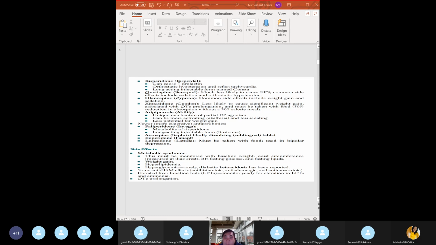Now, high yield point for your atypicals. What's the side effect? Metabolic syndrome. So weight gain. The patient's BMI a couple of months ago is 20. Now he's 38. Oh, that's metabolic syndrome. Weight gain, hyperlipidemia, and hyperglycemia. What can we give if they develop weight gain?